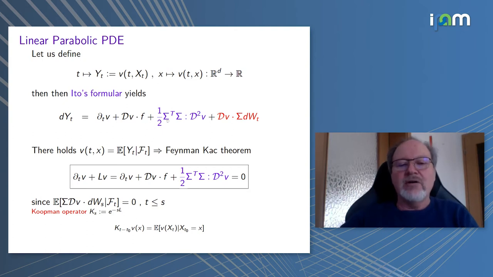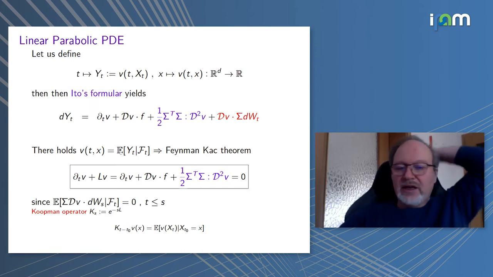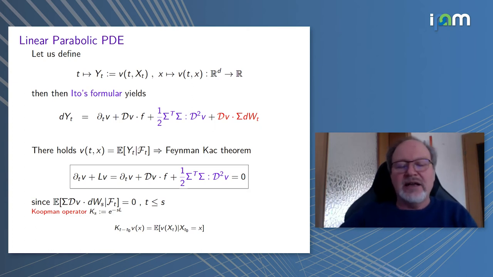So since we want to have this as an adapted process, we consider its conditional expectation restricting to the sigma algebra FT, and we obtain the Feynman-Kac theorem. That's a stochastic analysis formulation of the Feynman-Kac integral that says that this function v defined here is solving this linear homogeneous PDE. And you see that this red term disappears.